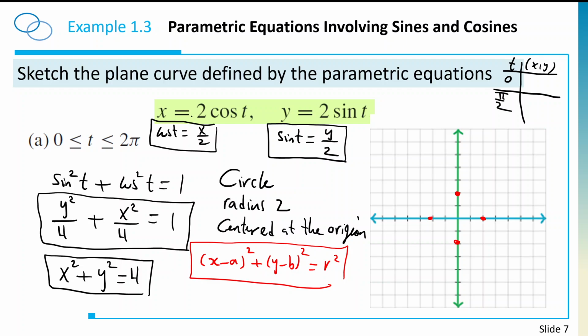So if t is equal to 0, check now. Cosine 0 is 1, times 2, 2. So x is equal to 2. When t is equal to 0, y is 0. So the first point is (2, 0).